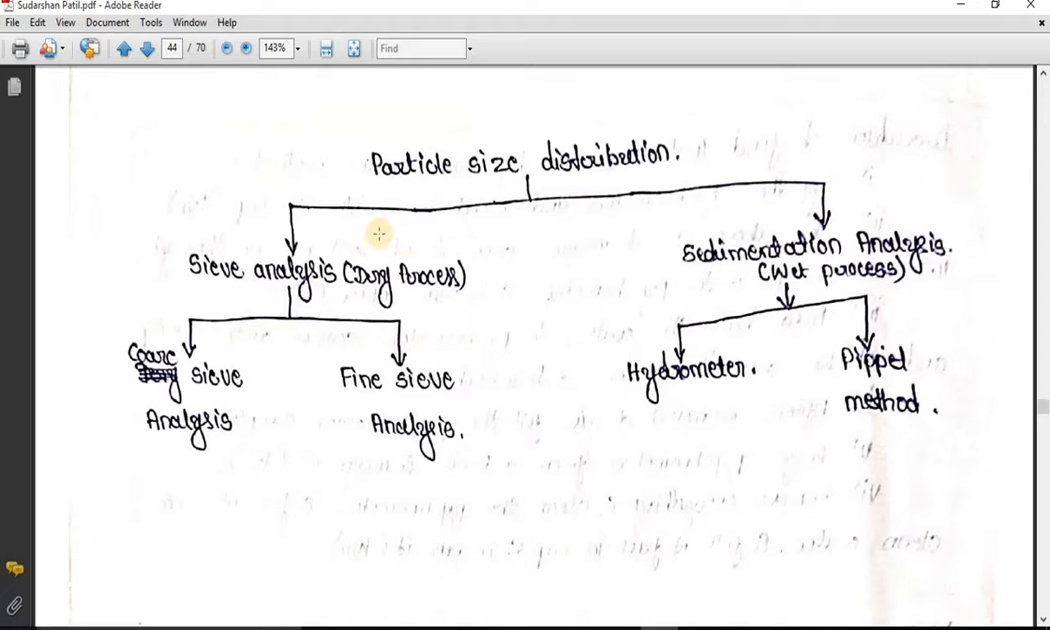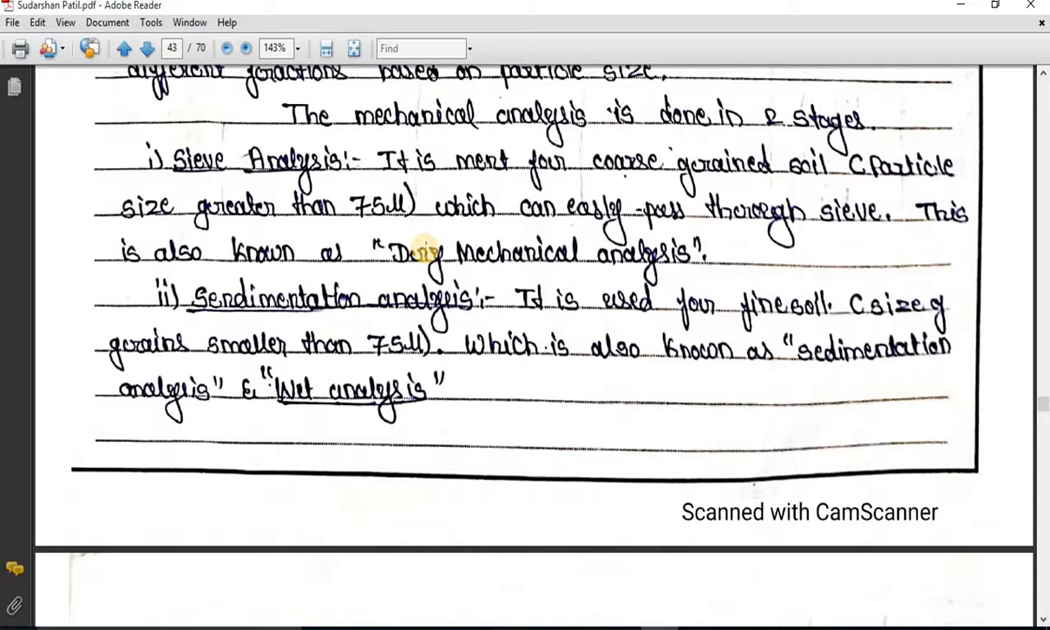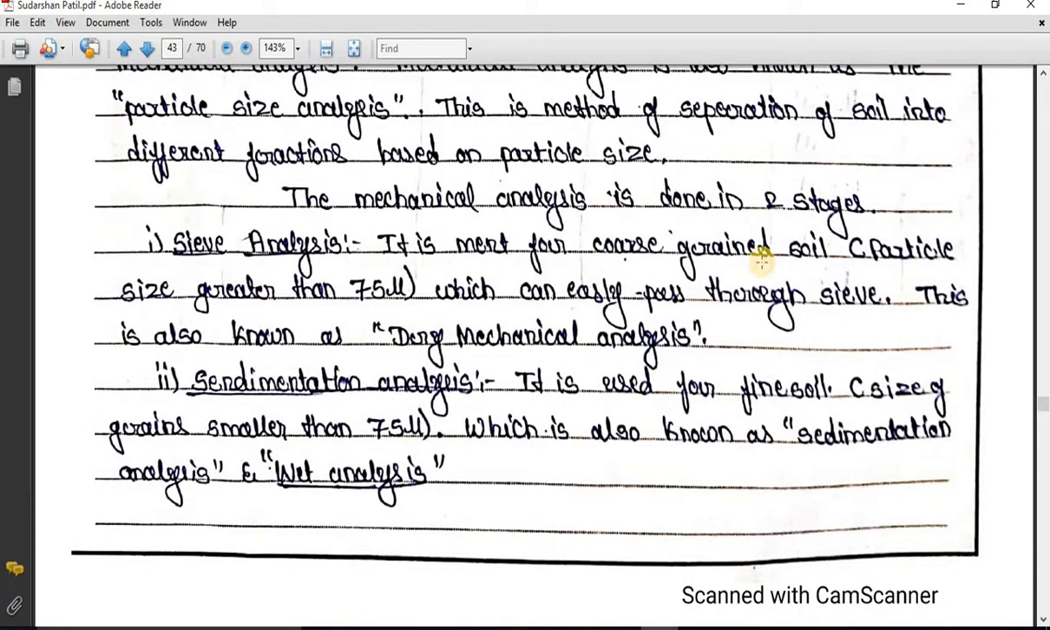Sieve analysis is called the dry process. Sedimentation analysis is called the wet process. Remember, sieve analysis is performed on soil whose particle size is greater than 75 micron. If the particle size is more than 75 micron, I have to perform the sieve analysis. For particles less than 75 micron, I have to perform sedimentation analysis.